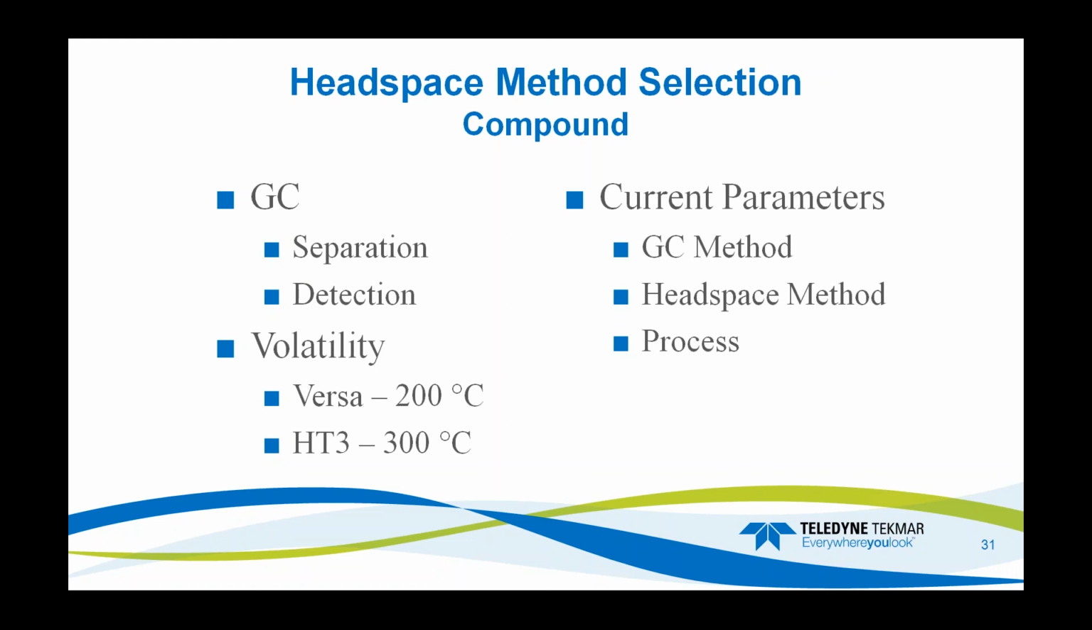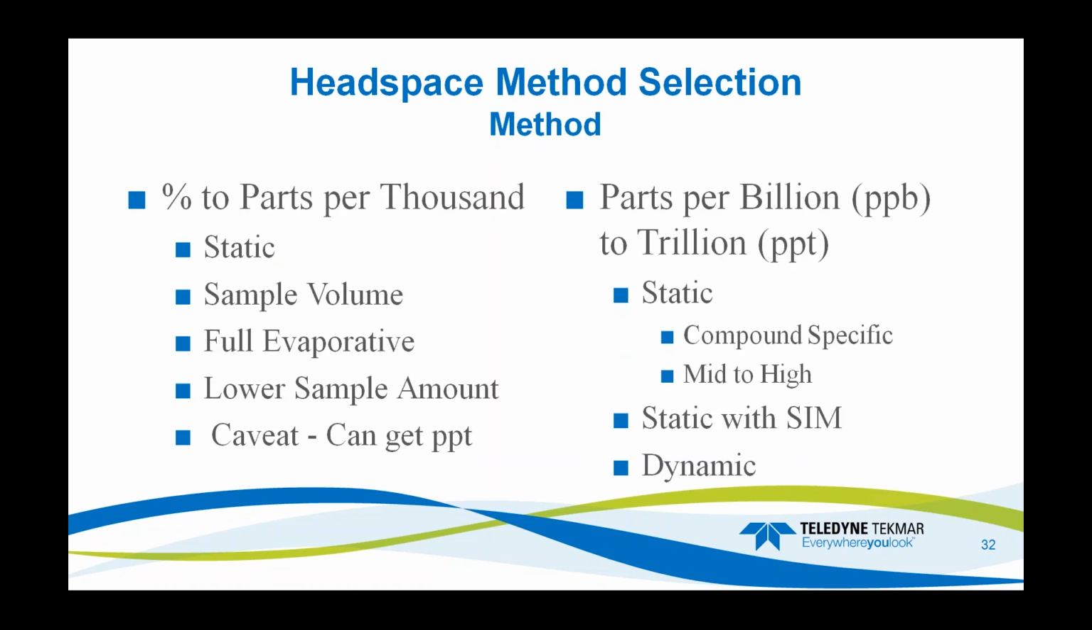It helps to have current parameters, a GC method or a Headspace method or a process that you're currently doing that you'd like to change over to a Headspace method. The method for static, again, as mentioned, goes from percent down to parts per thousand or parts per trillion. Sample volume is important. You can also do what's called a full evaporative technique, where you only put a small amount of a very volatile sample in there. For example, 100 microliters of water, heat that up to 150 degrees and take that sample there. Lower sample amounts can be used.